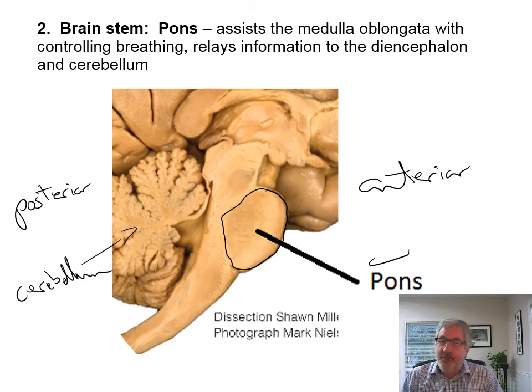It's a pretty easy landmark. So that's the pons. And the pons is composed of a bunch of white fibers that come from the cerebellum. And you see this structure right here. It might be kind of hard to envision, but that's actually a kind of a cylinder there. Those are cerebellar peduncles.